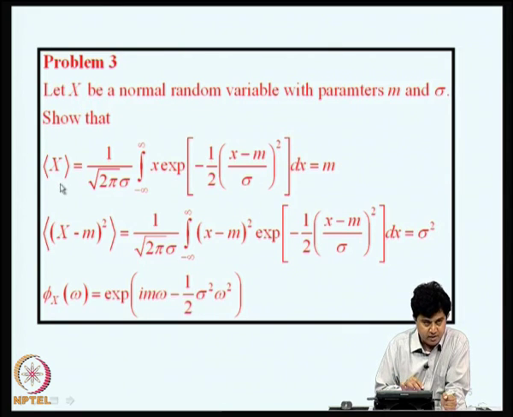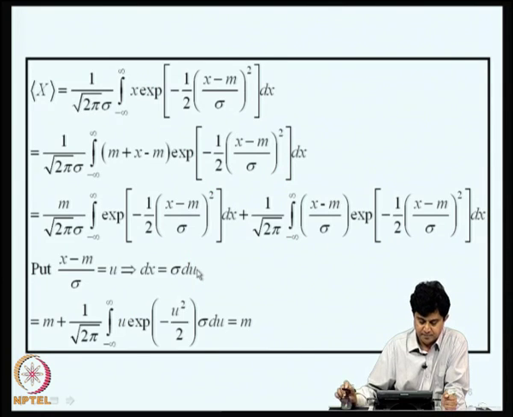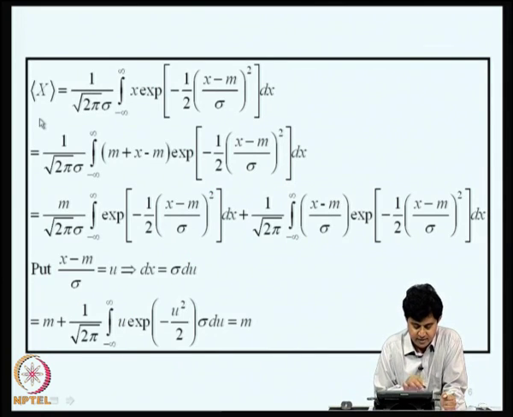Now how do we show that expected value of x is m and variance of x is sigma square, and characteristic function is given by this? So this exercise is simply an exercise in evaluating these integrals, so that you become familiar with the methods of evaluating these integrals. So let us start with expected value of x.